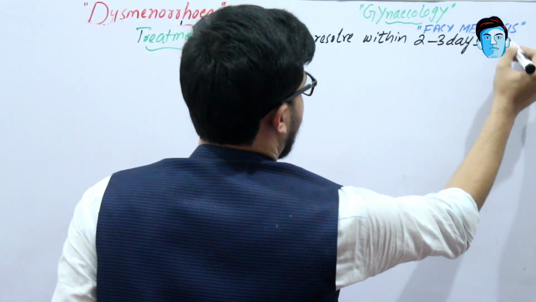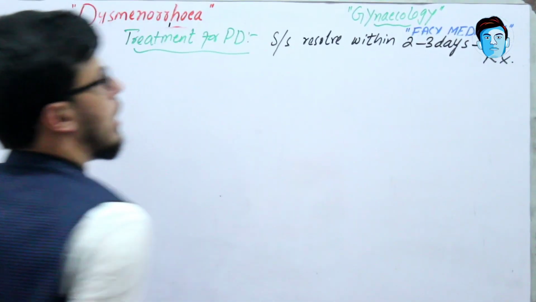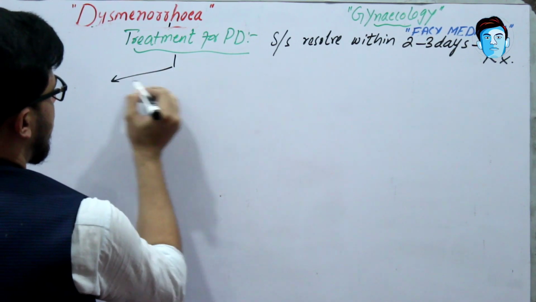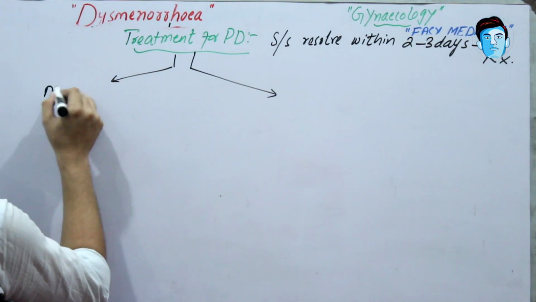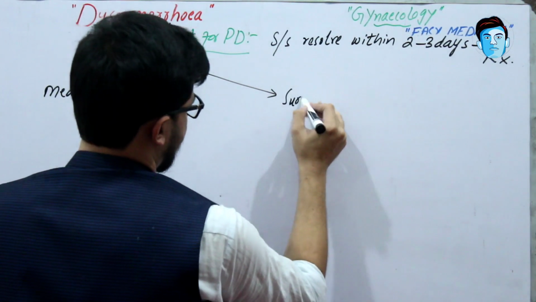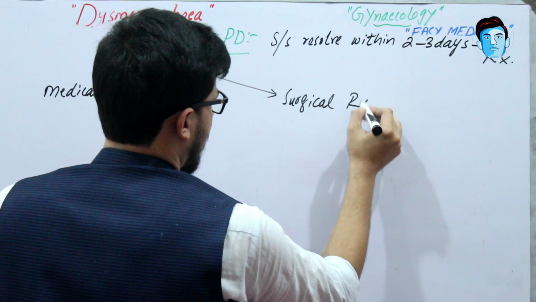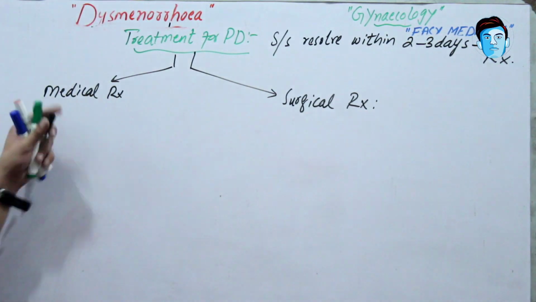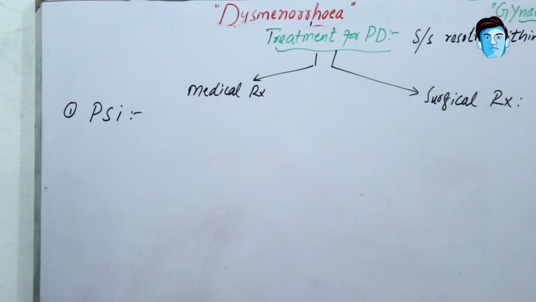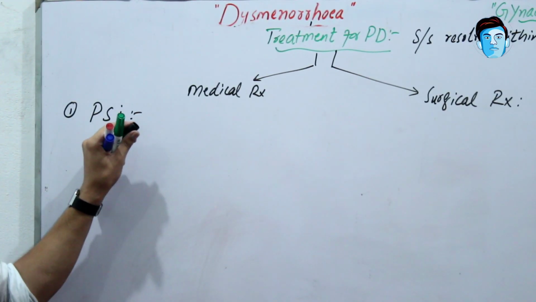In that condition, no treatment is given. But if the condition is severe, then you have to treat the patient, either by a medical approach or by a surgical approach. It depends upon the cause. In the medical treatment, you have the option of prostaglandin synthetase inhibitors. The first choice for the medical treatment is prostaglandin synthetase inhibitors.